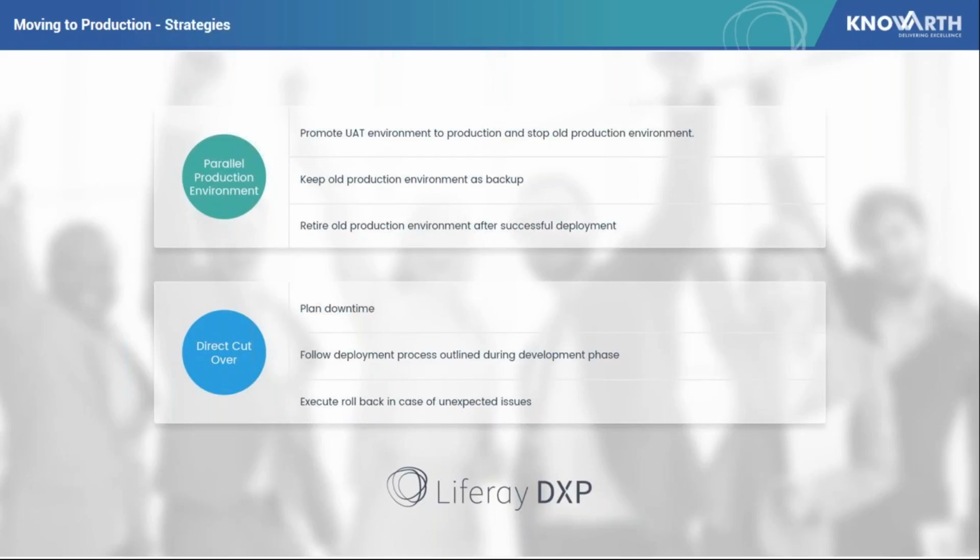In case of direct cutover, we plan a downtime. So there's a planned downtime. We follow the deployment process that we have outlined in our development phase. Once everything is successful, we start the server. In case there is an issue, we execute the rollback. So that's how we do the entire process, right from the planning phase, requirements, development, testing, and moving to production. That's how we cater to the upgradation.